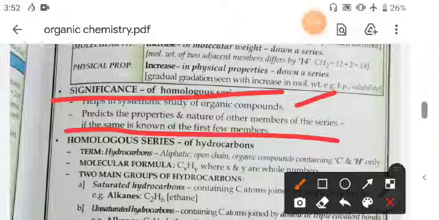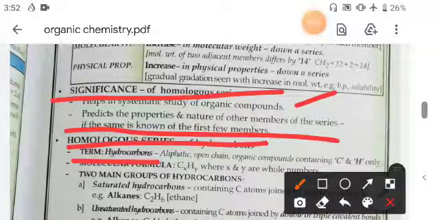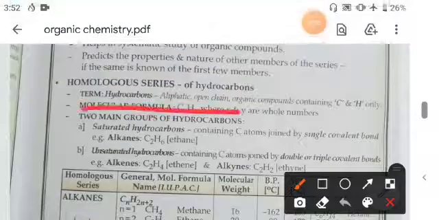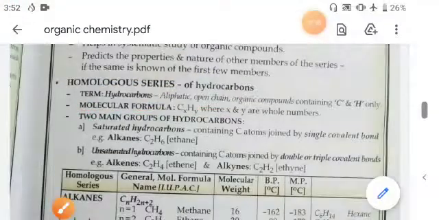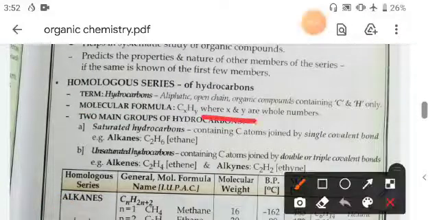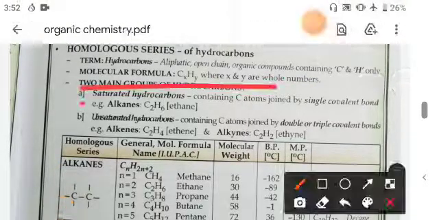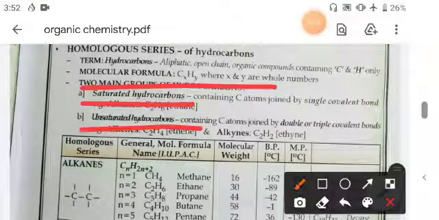Now, homologous series of hydrocarbons. The term hydrocarbons refers to aliphatic open chain organic compounds containing carbon and hydrogen only. The molecular formula is CxHy, where x and y are whole numbers. The two main groups of hydrocarbons are saturated hydrocarbons and unsaturated hydrocarbons.